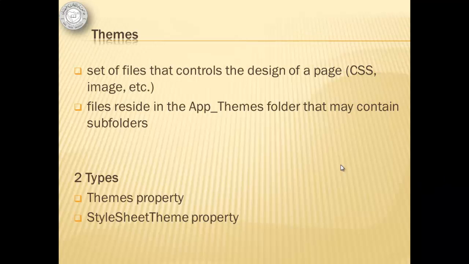Our next activity is about themes. It's another way of globally changing the design of your website. It's a set of files that controls the design of a page like CSS and image. These files reside in the app themes folder, and this folder may contain subfolders. There are two types of themes, the themes property and the style sheet theme property.